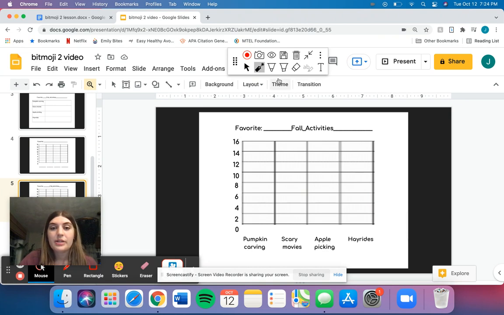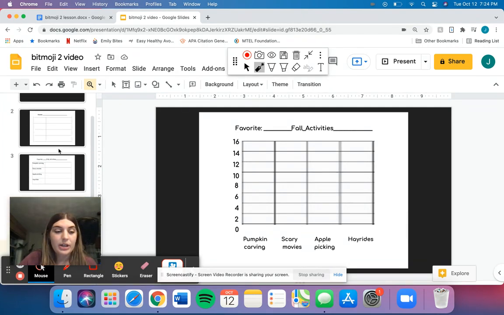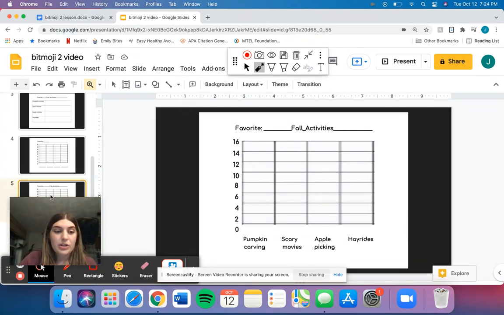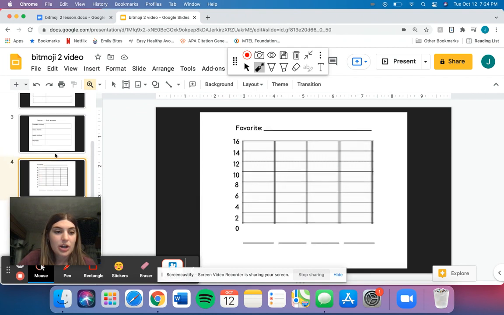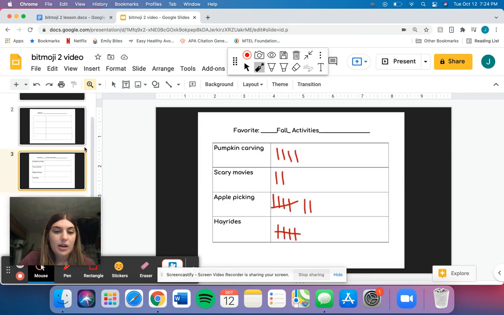All right, so you're done with that. All right, so I'll show you how we're going to do this. My first category here is pumpkin carving. If I look back to yesterday's chart, how many people voted for pumpkin carving as their favorite? How many tallies are there?